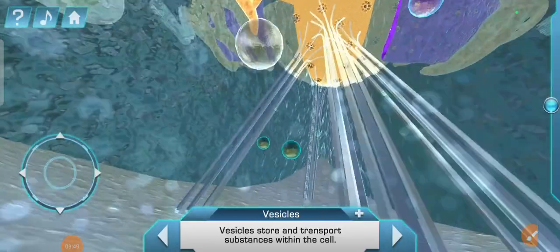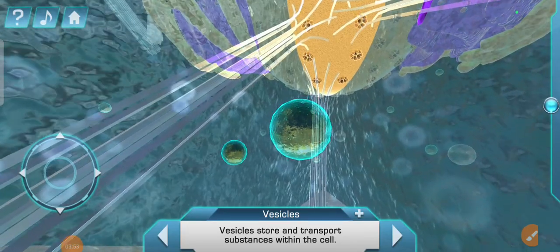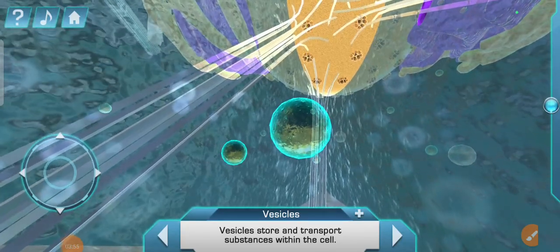The next structure is the vesicle. On the screen, we see the structure of a vesicle. Vesicles store and transport substances within the cell.